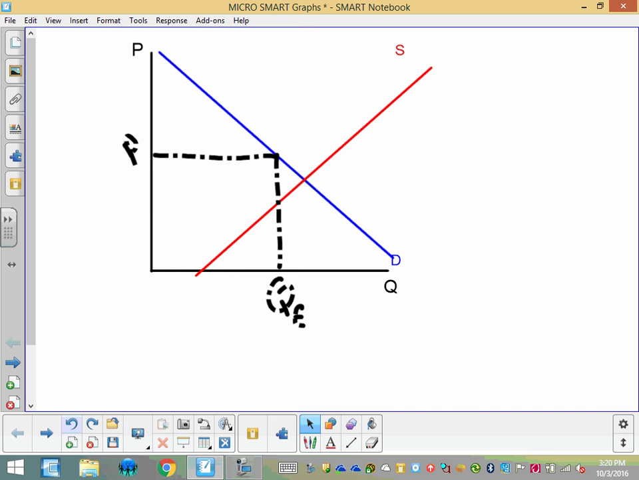But if it's a simultaneous shift, an increase in supply and an increase in demand, did demand go to here or did demand go to here? I increased demand. Did I increase it this much or this much? Because it matters a lot. Which one did I increase it?